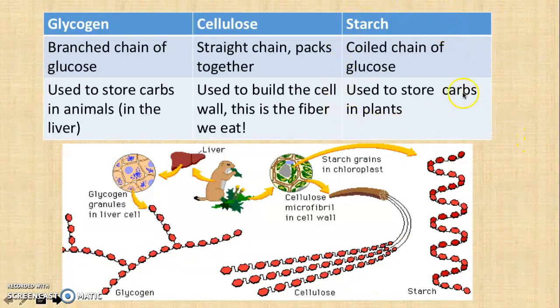On the far end, we have starch. Starch is a coiled chain of glucose, so it looks like a little spiral. You can think about a little spiral coming down here. This is a starch molecule. Starch molecules are used within plants to store their energy.